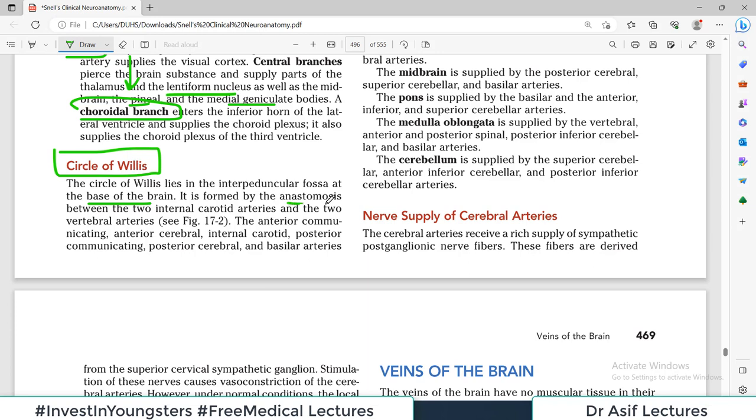It is formed by anastomosis between the two internal carotid arteries and the two vertebral arteries. The anterior communicating arteries, the anterior cerebral arteries, the internal carotid artery, the posterior communicating artery.